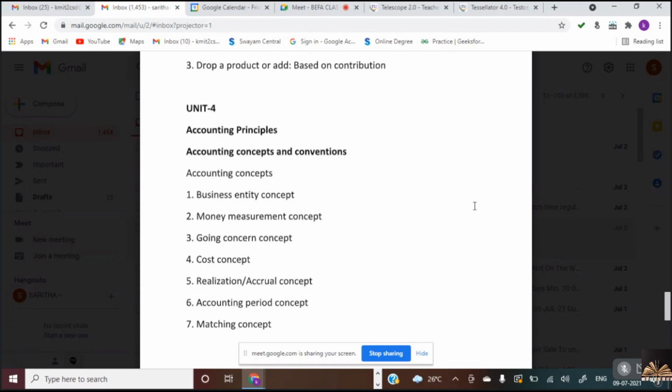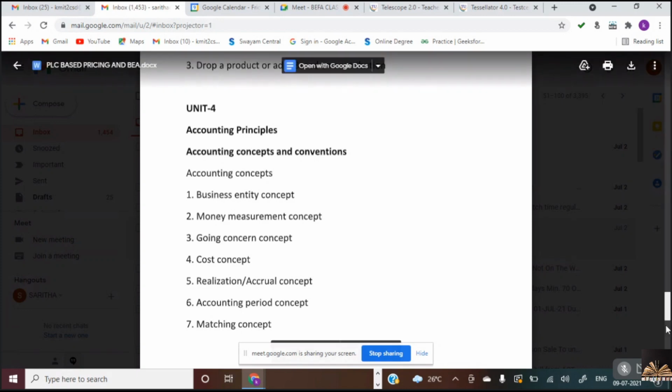And what do you mean by expenses or cost? Expenses or cost is nothing but the total cost incurred by the business to get the sales or to manufacture a product or a service. So the matching concept is nothing but the accountants try to match the expenses of a particular year with the revenue of that particular year only. That is known as the matching concept. So this is the seventh concept.